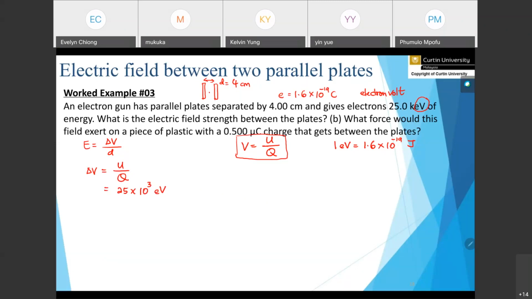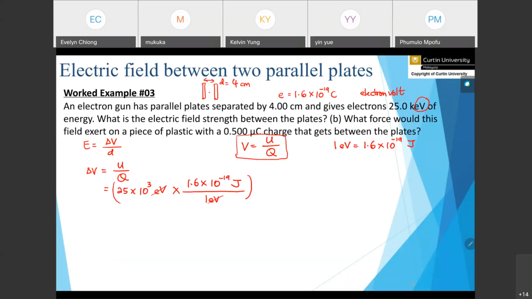So just now I said 1 electron volt equals to, so we want to change it to joule. So remember how we do unit conversion? 1 electron volt equals to 1.6 times 10 to the power of negative 19 joule. Okay, I want to keep joule. I don't want to keep it as electron volt. So this is just the U.